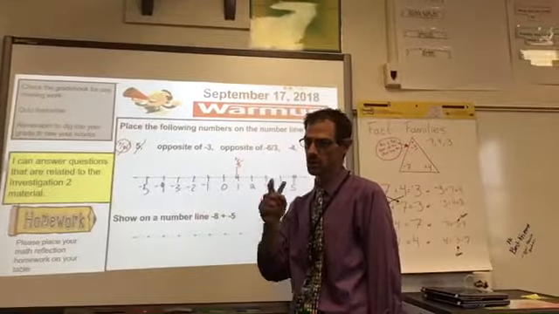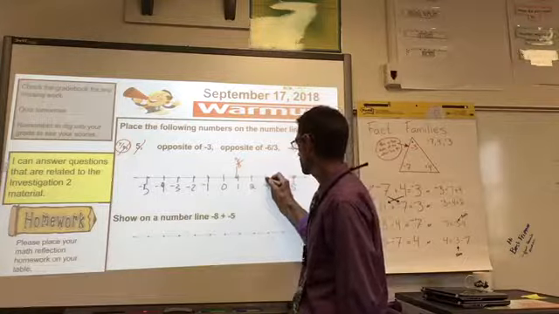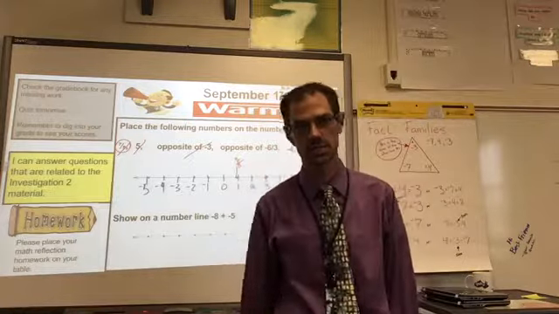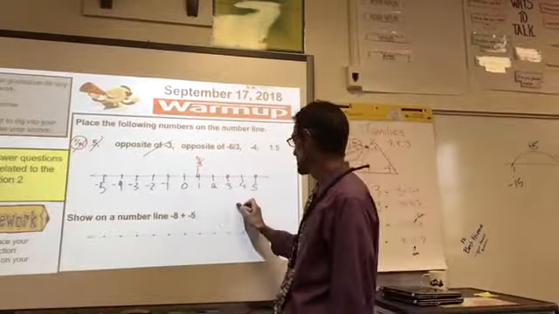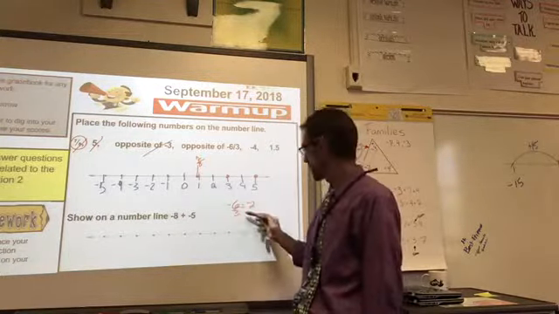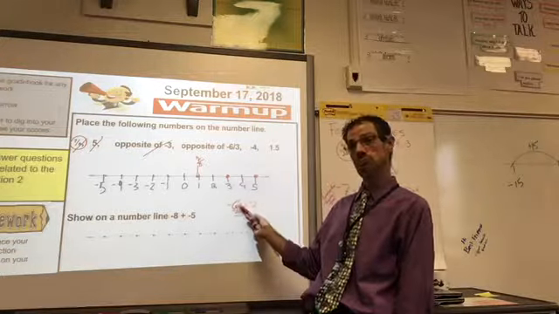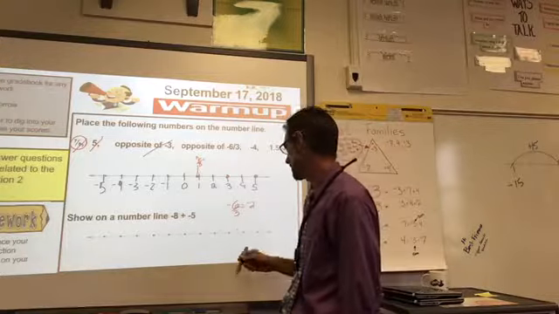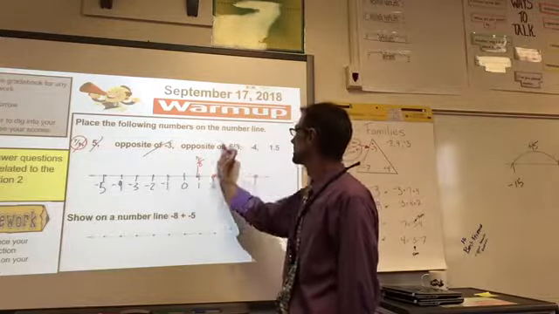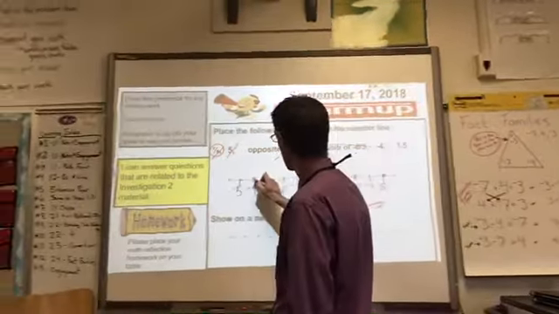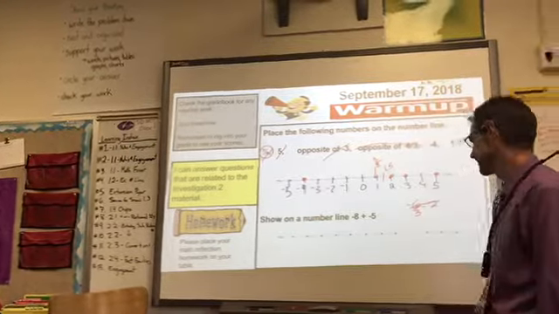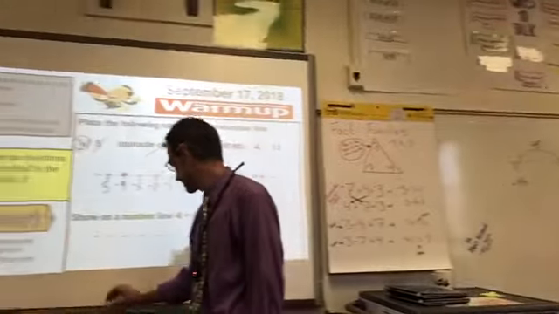Opposite of -3. Orlando, what's that? Positive 3. Opposite of -6/3. David? 2. Because -6/3 would be 2. That's an improper fraction, right? 3 goes into 6 2 times. That's where the 2 comes from. It's negative, so it stays negative. The opposite makes it positive. -4, pretty easy. And then 1.5, halfway in between. I'm done with the first part of the warm-up.